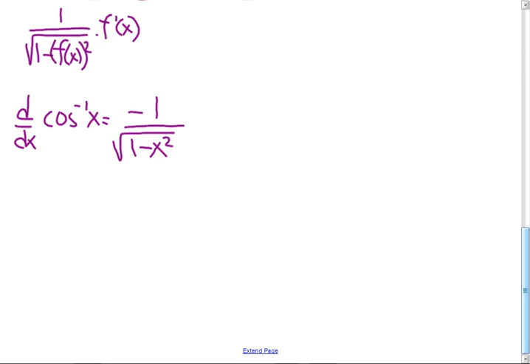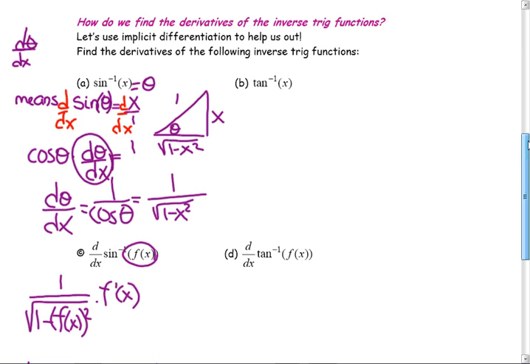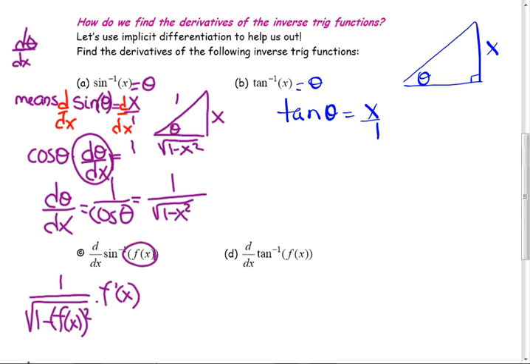But what about the inverse tangent? So let's do that one. We're going to do that right now. Call this theta, which means that the tangent of my angle is equal to x over 1. So if I draw the picture, here's theta, tangent is x, and this is 1. What's the hypotenuse? The square root of 1 plus x squared, or x squared plus 1, doesn't matter.